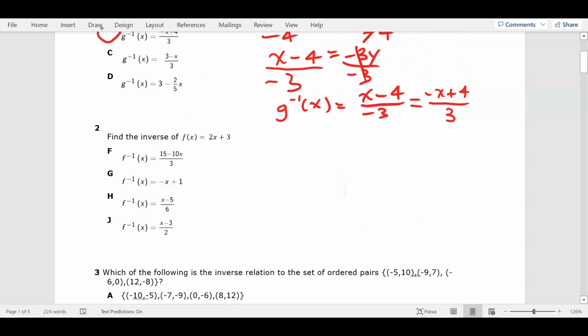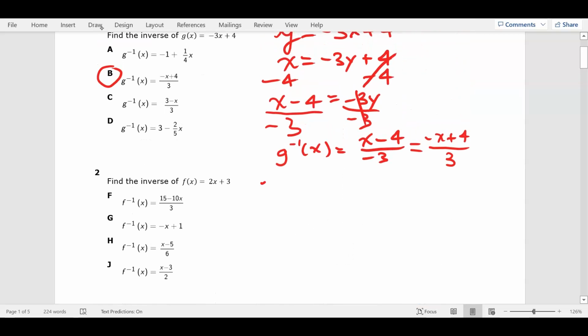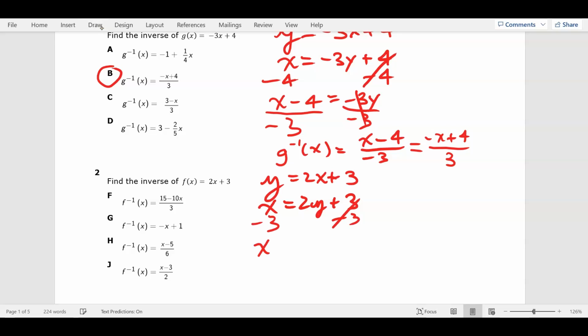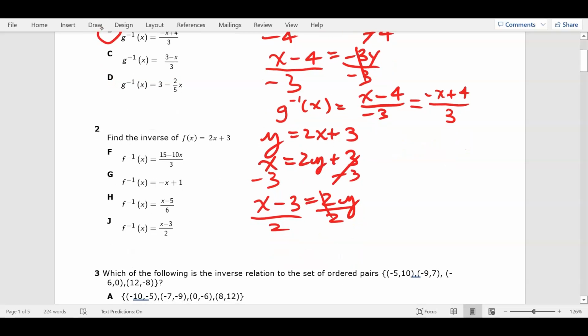Number 2, same idea. I'm going to turn this into y equals 2x plus 3. I'm going to switch x and y. X equals 2y plus 3. And then I'm going to solve for y. I get rid of the loner, minus 3, minus 3. And remember, x minus 3 is x minus 3. Last step to get rid of that 2, divide everything by 2. You can already see the answer, but let's write it as an inverse function, x minus 3 over 2.